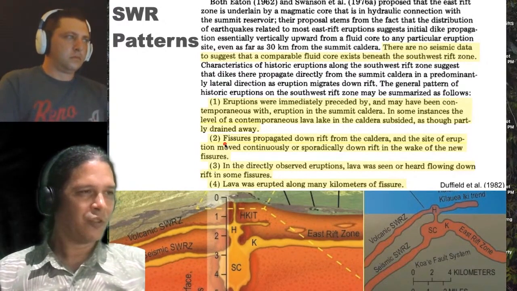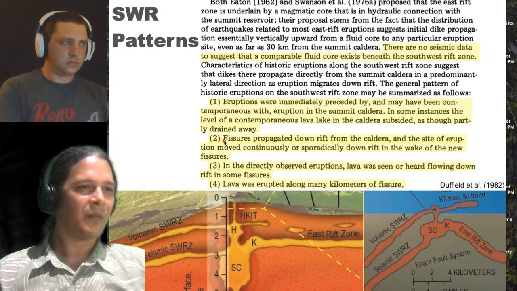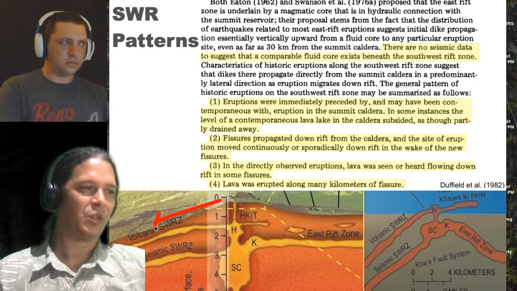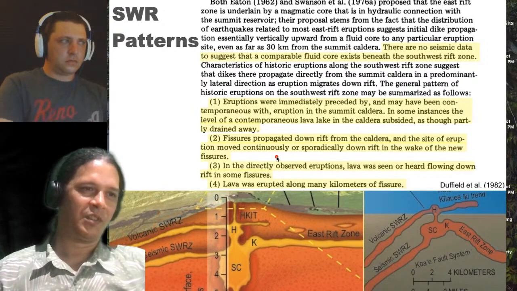Number two, fissures propagated down the rift from the caldera, and the site of eruptions moved continuously or sporadically down the rift in the wake of new fissures. So it propagates down here, it kind of keeps marching its way down. It always starts at the top and works downhill. That's essentially what they're saying.